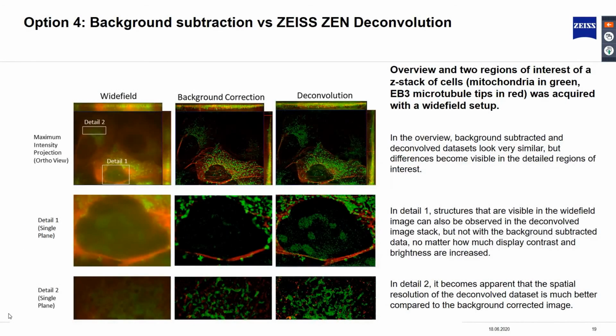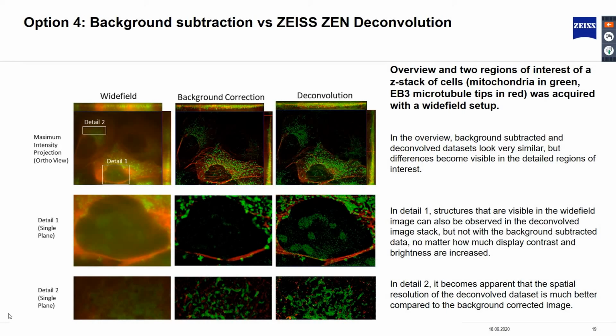Now, let's compare some datasets generated with background subtraction and deconvolution. This slide shows the Widefield Z-stack image of cells labeled with MitoTracker in green fluorescence, while the end-binding protein EB3 on the microtubule tip was labeled in red fluorescence. The first row is the maximum intensity projection overview images. The datasets for the background subtraction and deconvolution look very similar here. Both show improved contrast compared to the Widefield image on the left.